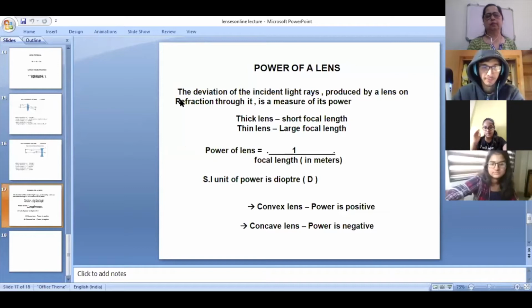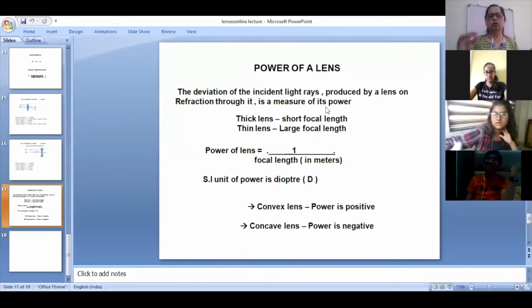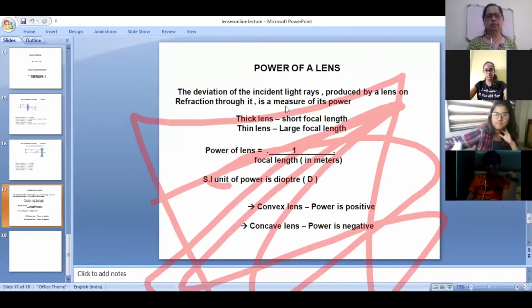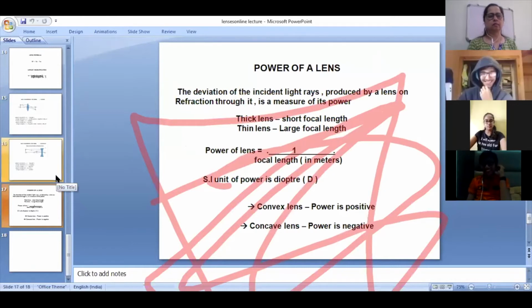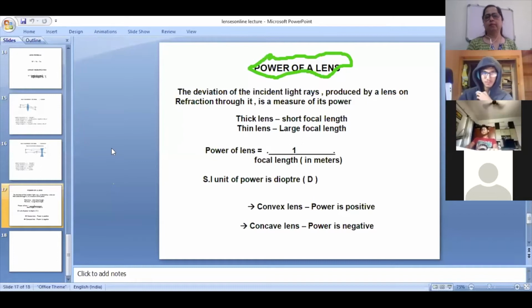So the deviation of the incident light rays produced by the lens on refraction through it is the measure of the power. Now listen, I explained to you, a thick lens has a short focal length and a thin lens has a large focal length. Right? Large focal length.